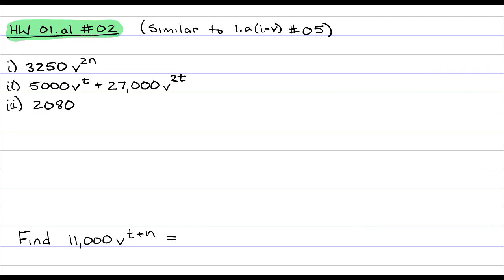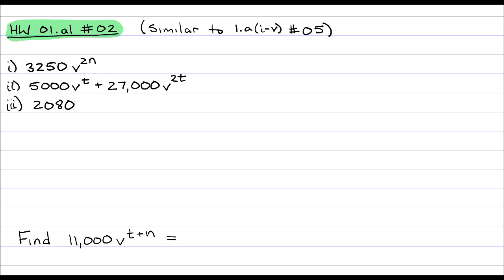This is the solution for homework 1, A1, number 2. And this is similar to problem number 5 from the book, but there are a couple of small differences. In this problem, we're told that at an effective annual interest rate of i, 3 different payment options have the same present value. And the options are for part 1, the present value of $3,250 at the end of 2n years.